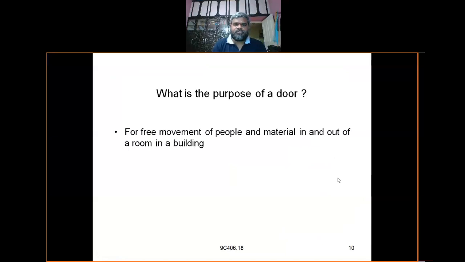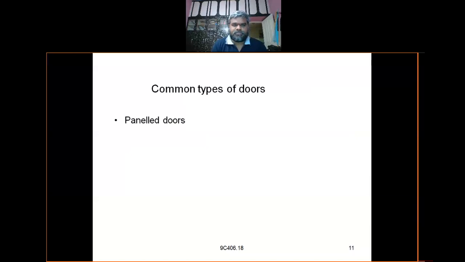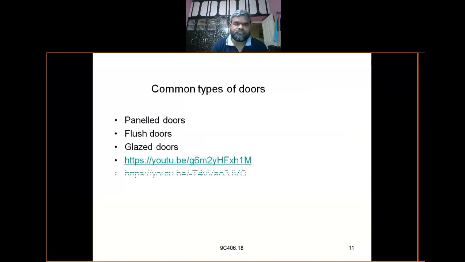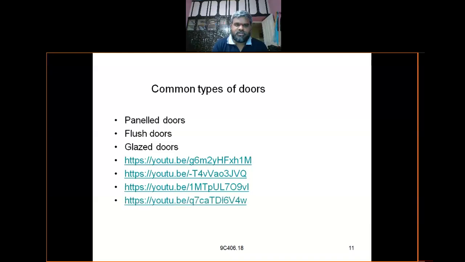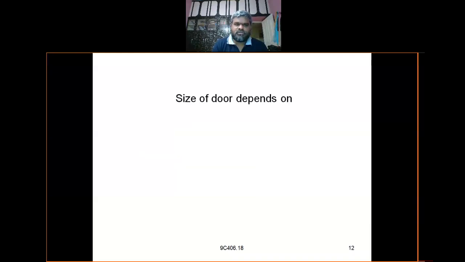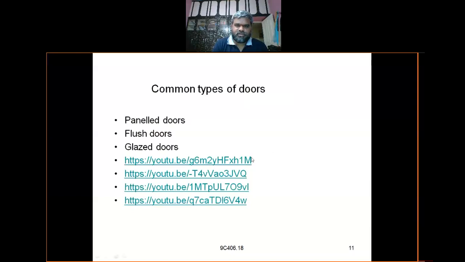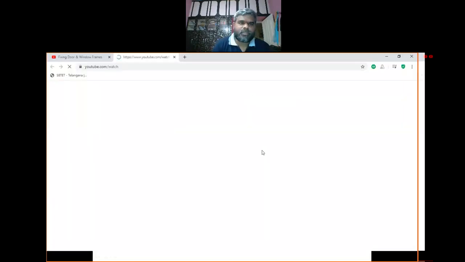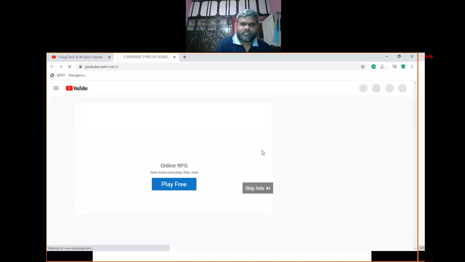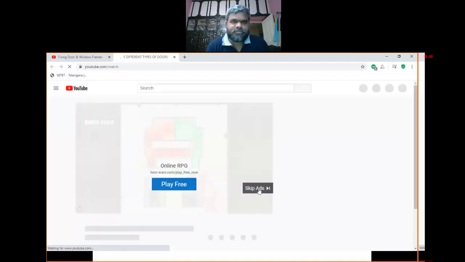What is the purpose of a door? For free movement of people and material in and out of a room in a building. The common types of doors are paneled doors, flush doors, and glazed doors. Some videos we can see here, multiple videos of different types of doors.